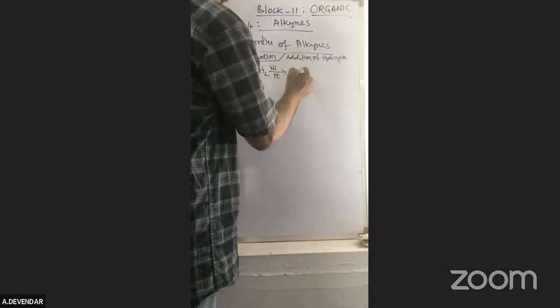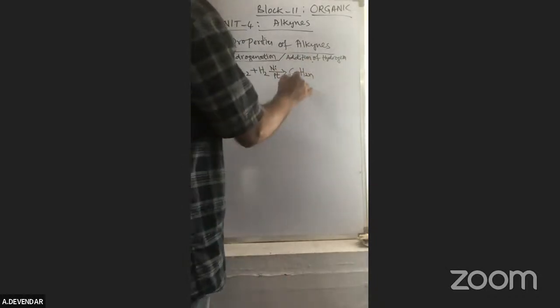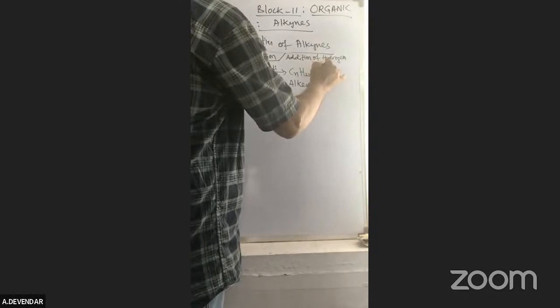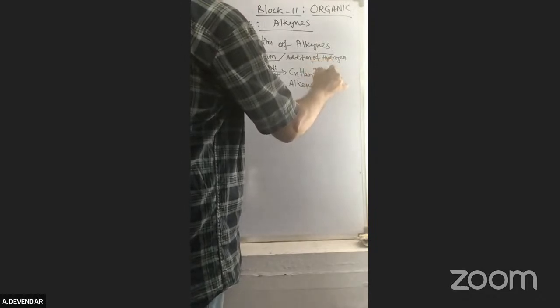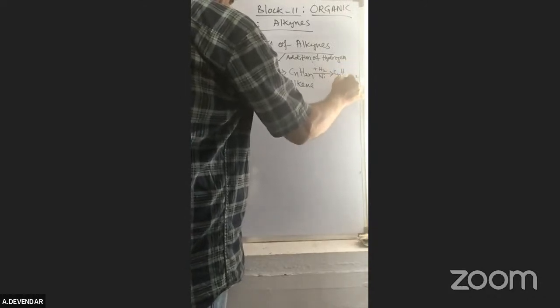Here, this particular alkyne can undergo an addition reaction. Just add hydrogen. What happened? You are getting CnH2n. What is this general formula? Alkene. Again, this is hydrogenation in the presence of nickel catalyst. What happened? CnH2n+2. What is the general formula?